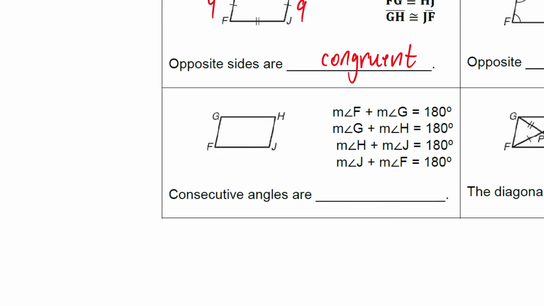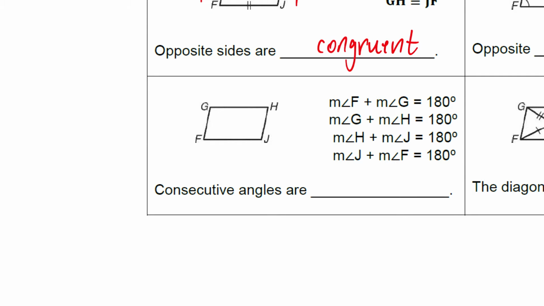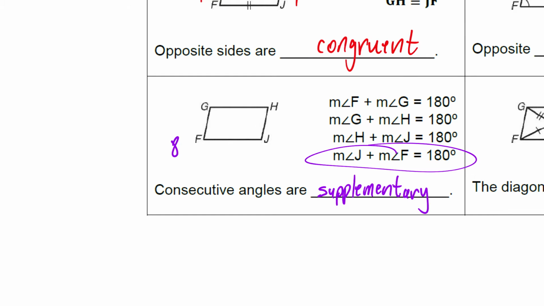All right. Third property of a parallelogram is consecutive angles are what? Supplementary. Okay, and again, what does supplementary mean? Add up to 180. So like if angle F is 80, then angle G is 100. These two angles are consecutive angles. Consecutive just means in order or next to.